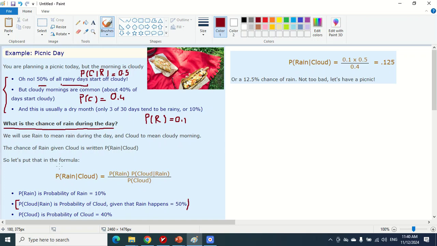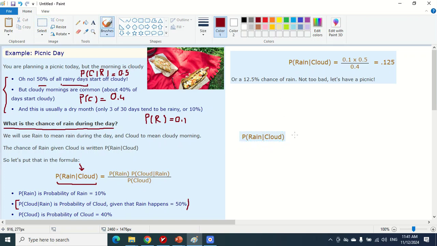This day at the beginning they said that it's cloudy. So I'm looking for the probability of getting rain if I know that the day is cloudy. Based on the Bayes rule theorem, it's very simple to calculate this probability. So if you just take a look at this probability, let me just shift it over here.